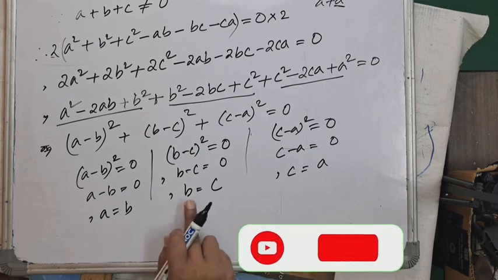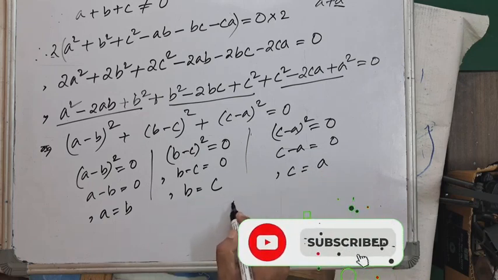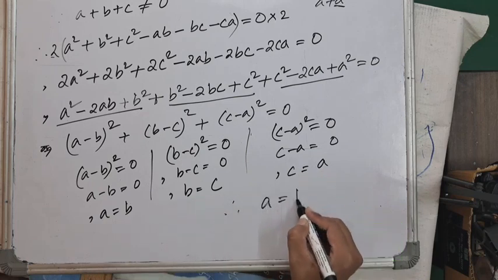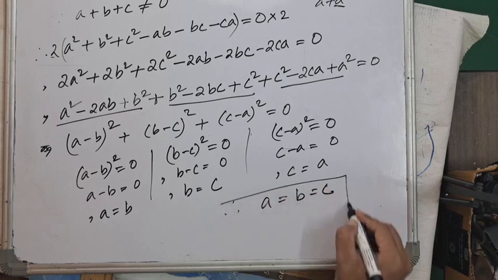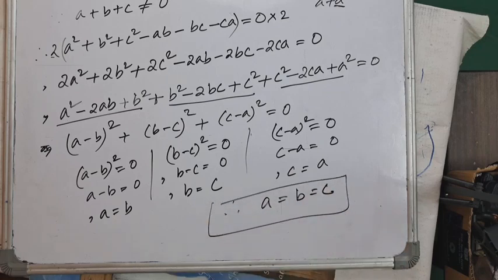So a equal to b, b equal to c, and c equal to a, which means we can write a equal to b equal to c. Okay, relations among a, b and c are a equal to b equal to c.